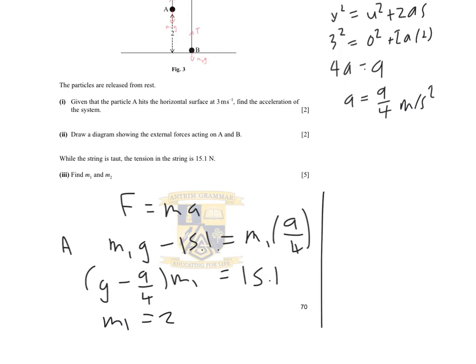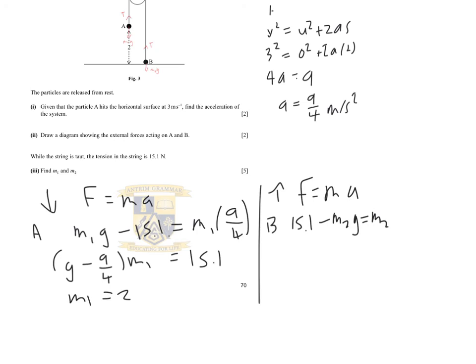Do the same thing for B. F equals ma. The last one, sorry, I should have said down is positive. This time up is positive. So the 15.1 newton force is what's pulling it up, minus its weight, which is m2 g, and that equals m2 multiplied by the acceleration 9/4.